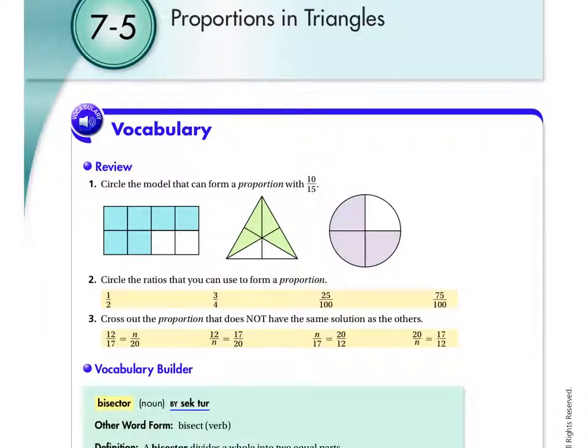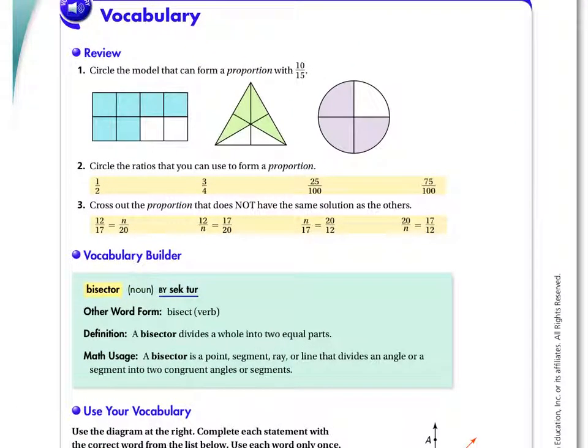All right, so this is your last section before your test. We're going to look at proportions within triangles, but first let's look at a review. You're going to circle the model that can form a proportion with 10 to 15. So what are you going to do with number 1? What are you going to do with this one here?